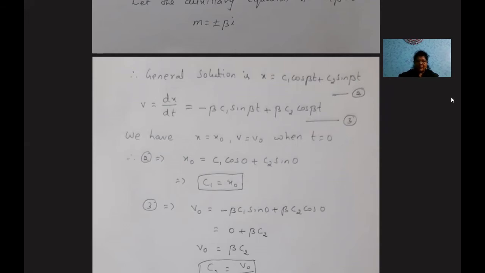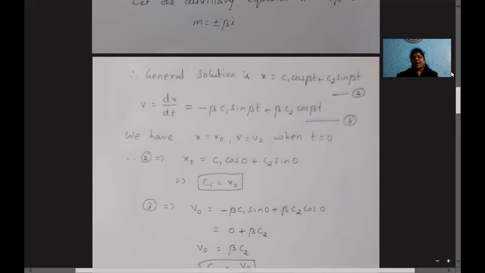What is v? Velocity. What is velocity? Rate of change of displacement, that is dx by dt. So differentiate x with respect to t. Cos beta t gives minus beta sin beta t, and sin beta t gives beta cos beta t. So the displacement I'm keeping as equation number 2, and the velocity as equation number 3.